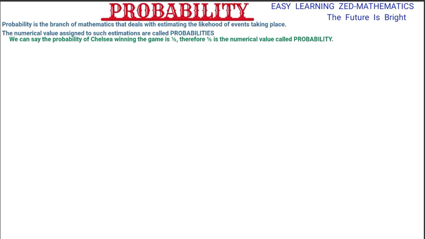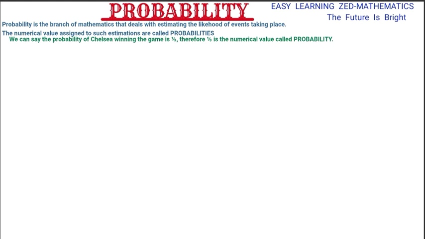So that is what I can say on the definition of probability. You should know that in mathematics, the possibility of something happening can be written numerically. Those are the things you need to know about the definition of probability. So I said probability is the branch of mathematics that deals with estimating the likelihood of events taking place, and the numerical values assigned to such estimations are called probabilities.